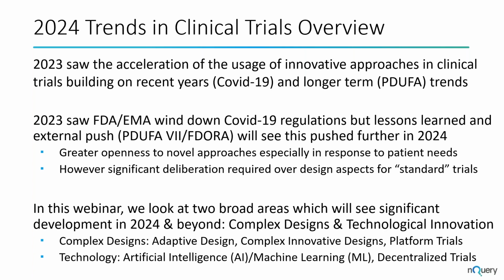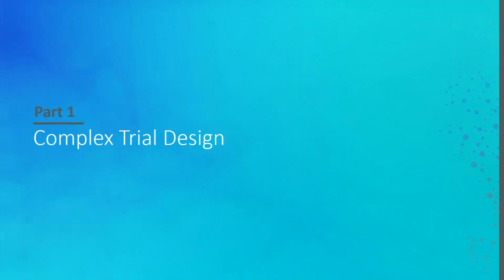And so in this webinar, what I want to do is look at these two broad areas. They're linked together as well, because honestly, many of these innovations, especially decentralized trials, mix in with these complex designs. But I'll talk about complex design, so adaptive design, CID, platform trials, and then technologies like AI, ML, and decentralized trials, and their impact specifically on the clinical trial process, and probably biased more towards the confirmatory and phase 3 type trials. So let's get straight into the first section, complex trial design.